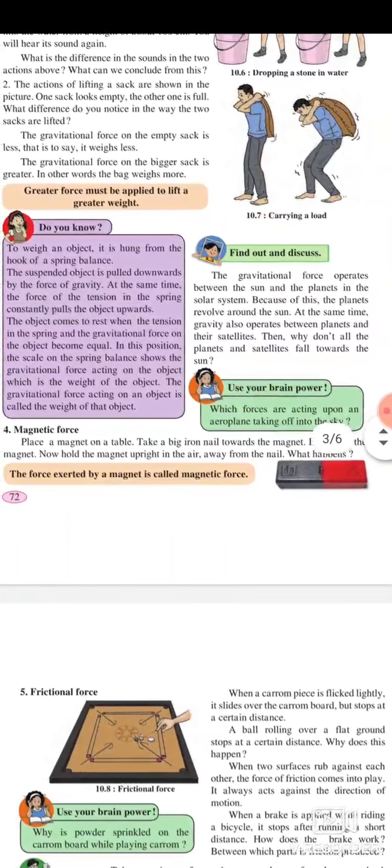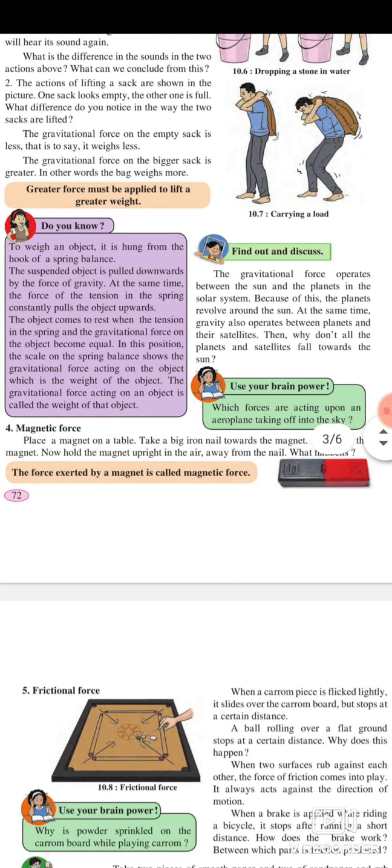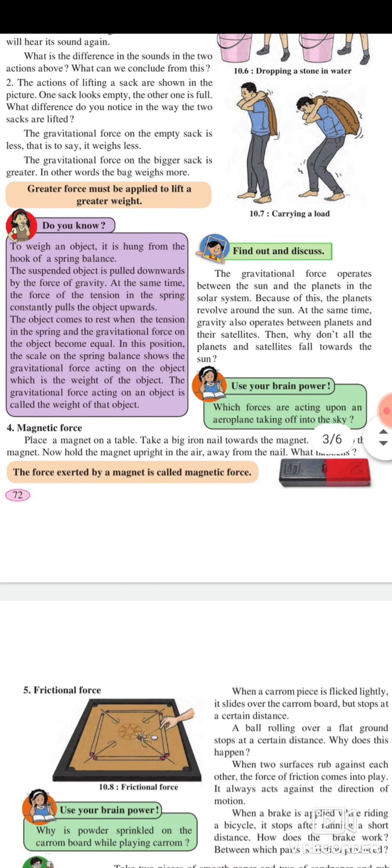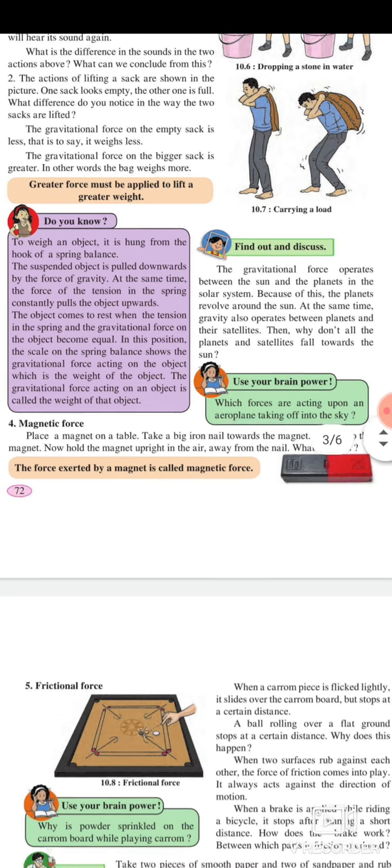Find out and discuss. The gravitational force operates between the sun and the planets in the solar system. Because of this, the planets revolve around the sun. At the same time, gravity also operates between planets and their satellites. Then why do not all planets and satellites fall towards the sun?